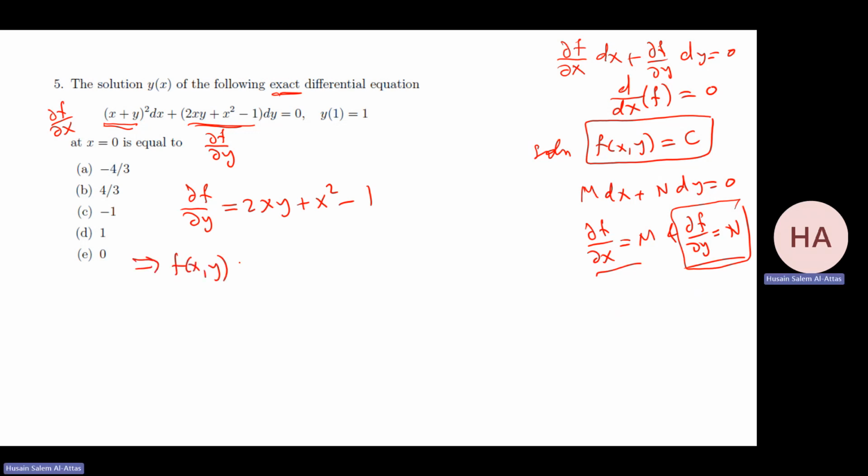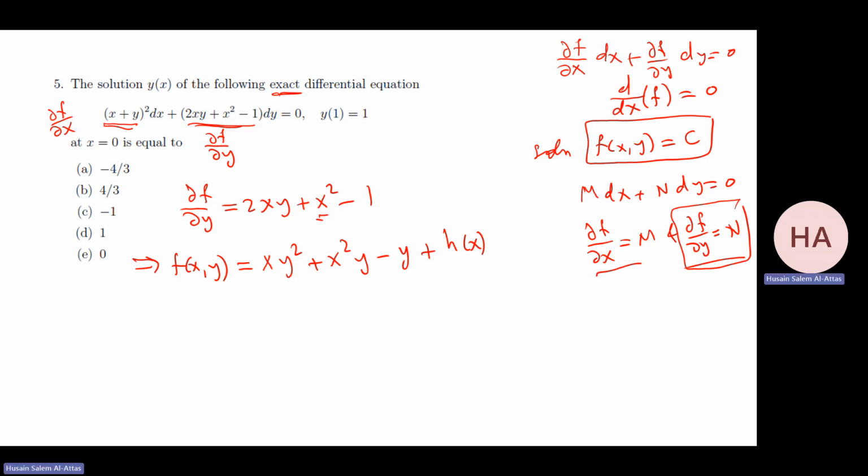Now I will integrate with respect to y, so consider everything related to x as constant. So I have 2xy, or I say x times 2y. What's the integral of 2y? It is y squared. So I have xy squared. This one is constant, so x squared y, minus y. Don't forget you have a function of x. Usually they write it h of x.